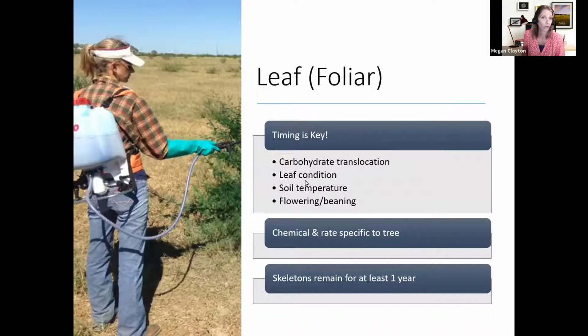The skeletons for a foliar treatment still have to remain in the field for 1 full year. So you have to look at them. A lot of people don't like that. Personally, I do because I feel like I accomplished something. The sunlight can still get through that canopy or where the canopy used to be and grow some forage. So it's still a win-win, even if the skeleton's standing in the field.